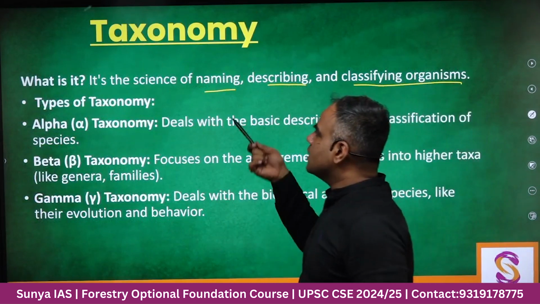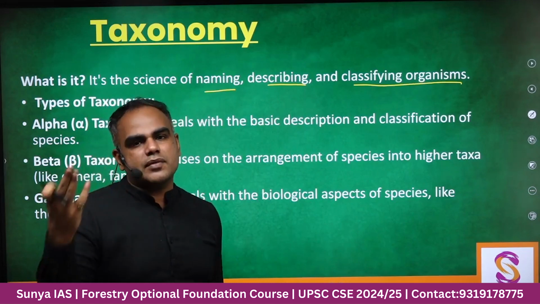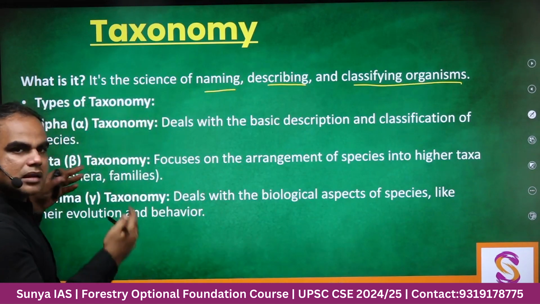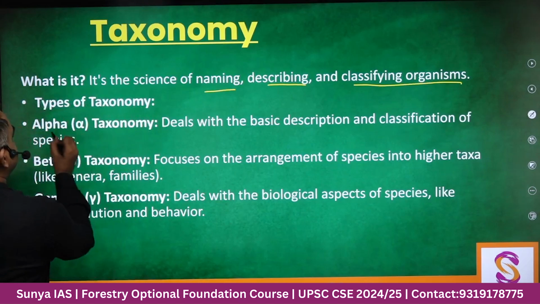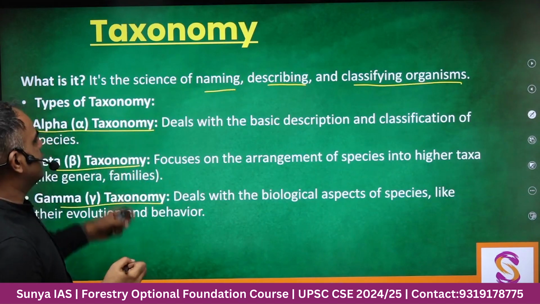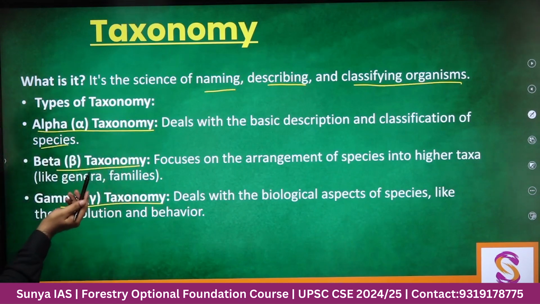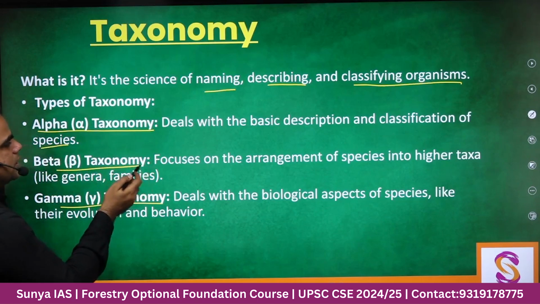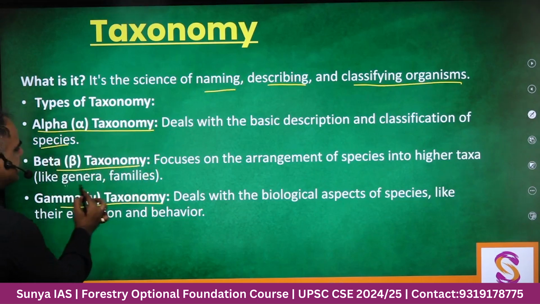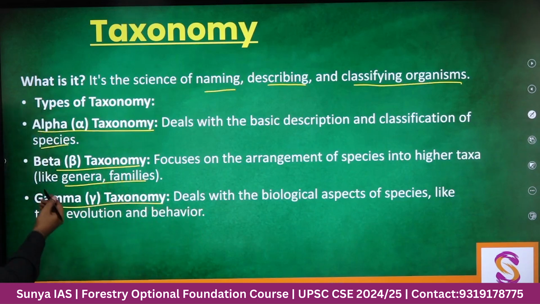So one is the definition of it. Second is what the types of taxonomy are. I've mentioned 3, but there are also other specific types. One is alpha taxonomy, you have beta taxonomy, you have gamma taxonomy. Alpha will tell you the basic description and the classification. Beta focuses on the arrangement into the higher taxa like genera and families, and I'll also tell you the whole sequence of this part. And gamma tells you the biological aspects of these species.